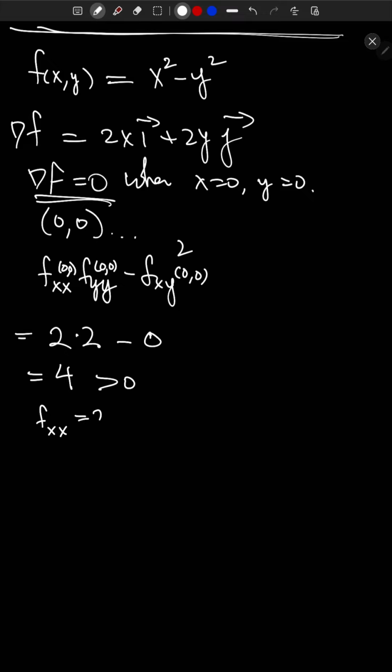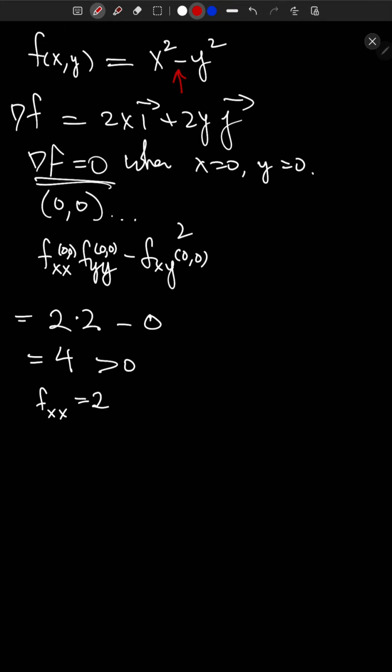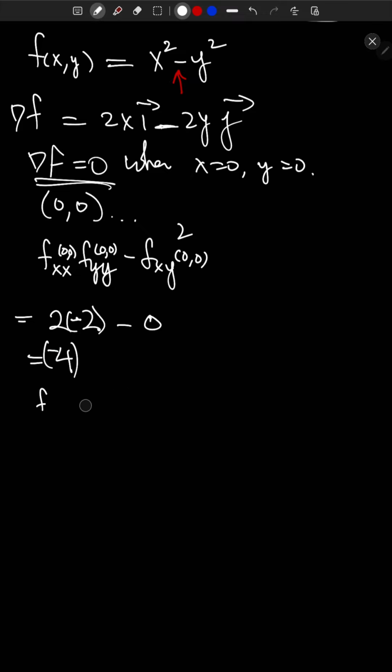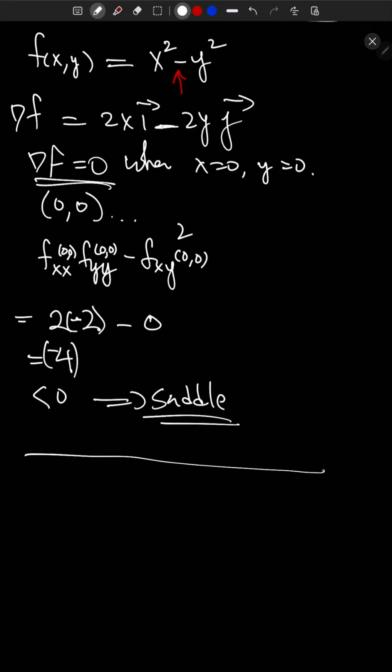Oops, sorry, I'm doing the minus, right? Sorry, I'm doing x squared minus y squared. So f_yy, sorry about this, this is a minus sign right here. Again, because I'm doing x squared minus y squared, that should be a minus sign. So f_yy should be minus 2. So this should be minus 4, which is less than 0. Okay, so that means it's a saddle point. So instantly, we've realized that this guy's a saddle point.